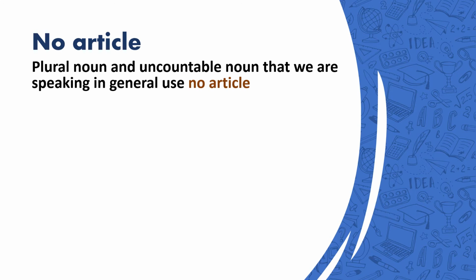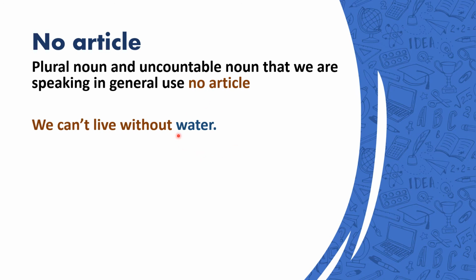Okay, what about things that we mention for the first time, but these things are plural or uncountable? Do we use the? Of course not. Look at this example: We can't live without water. Water is an uncountable noun, so we don't put the, because we mentioned this thing for the first time.